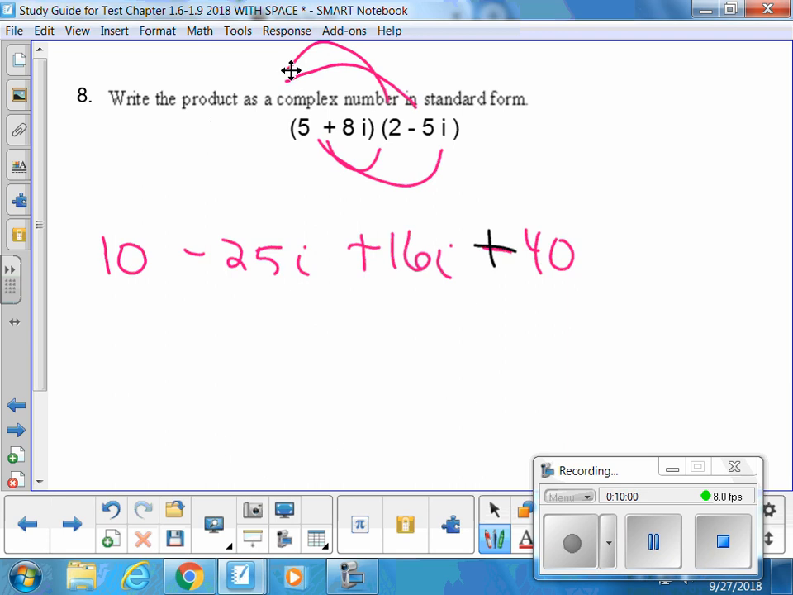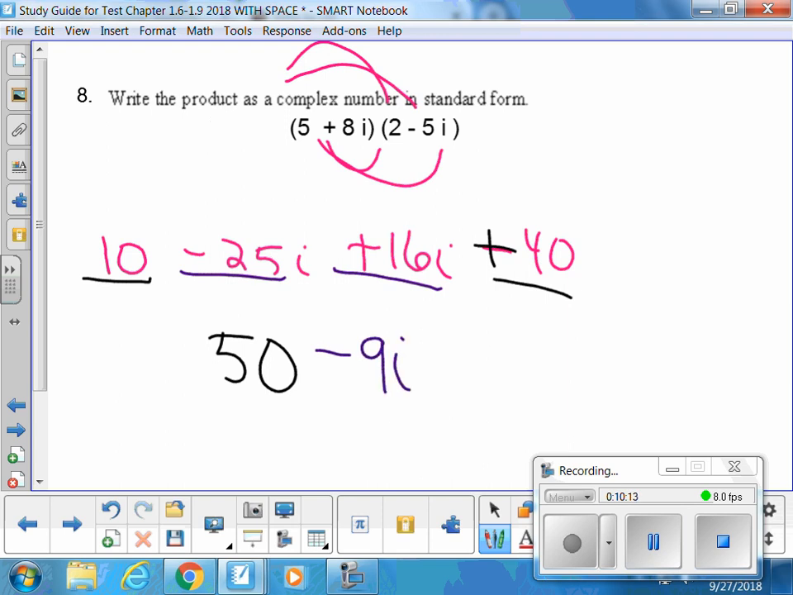And then we want to clean it up for our final answer. Add up your real numbers, the 10 and the 40, that's 50. And then add up your imaginary numbers. Negative 25 and 16. Is that negative 9i? Yeah.